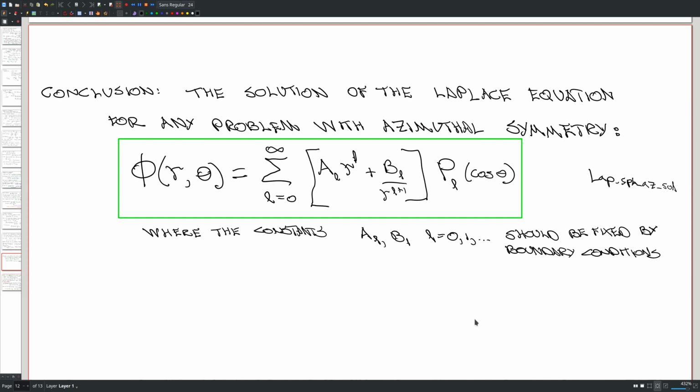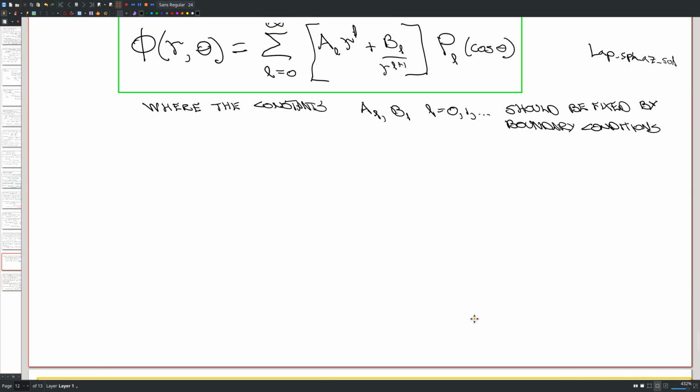Question? This was the case with spherical symmetry. Azimuthal symmetry. So not full spherical rotation symmetry, just around an axis. That's around an axis. Yeah, exactly. Okay, so I will leave you with this.